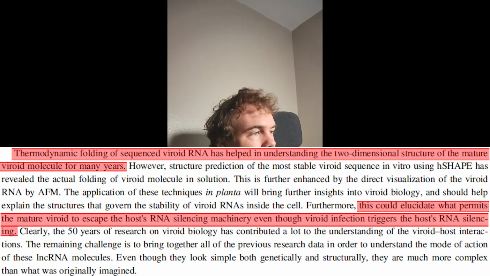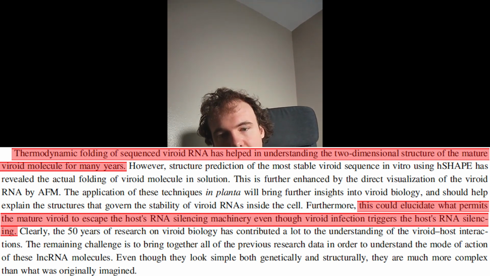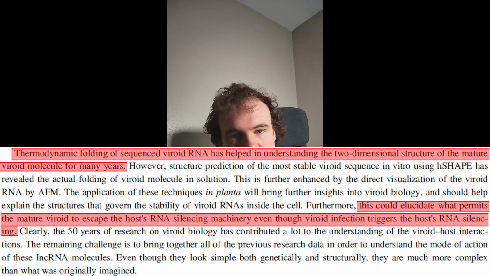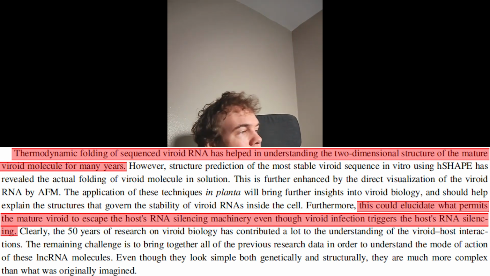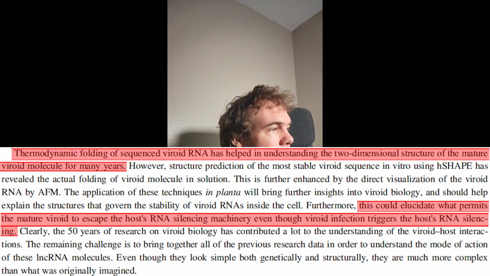Thermodynamic folding of sequenced viroid RNA has helped in understanding the two-dimensional structure of the mature viroid molecule for many years. They're talking about how the structure of the viroid is folded and collapsed on itself like proteins are, for example. They say that this could elucidate what permits the mature viroid to escape the host's RNA silencing machinery, even though viroid infection triggers the host RNA silencing, right?